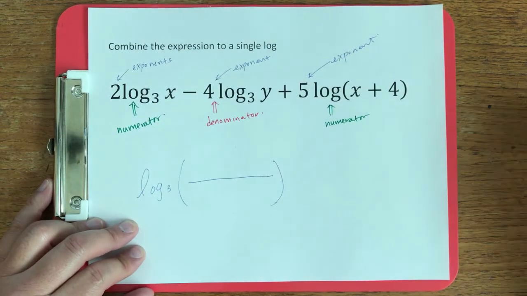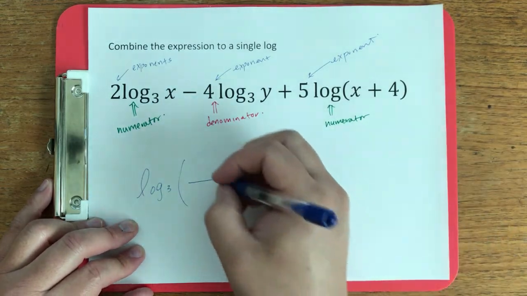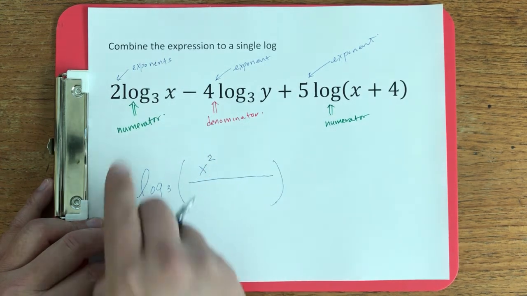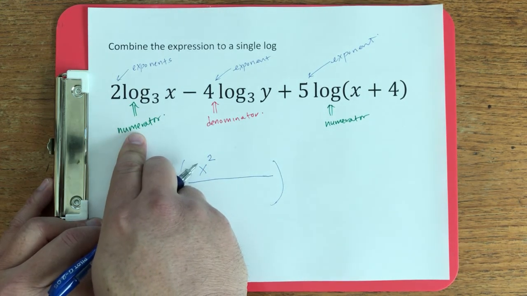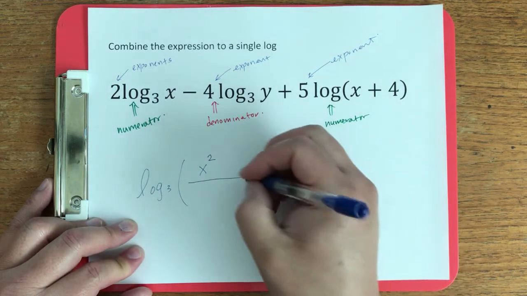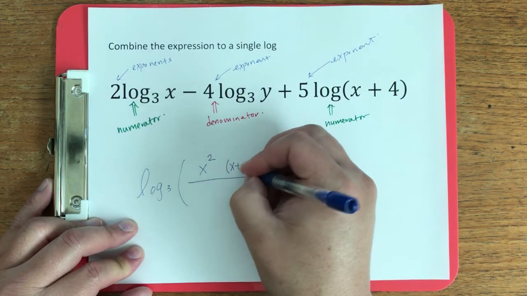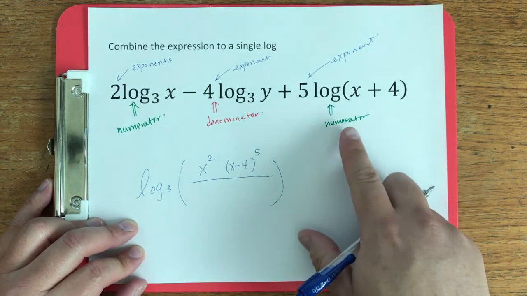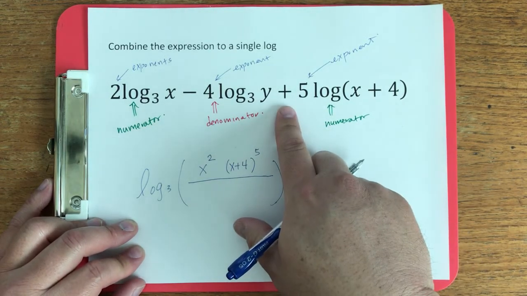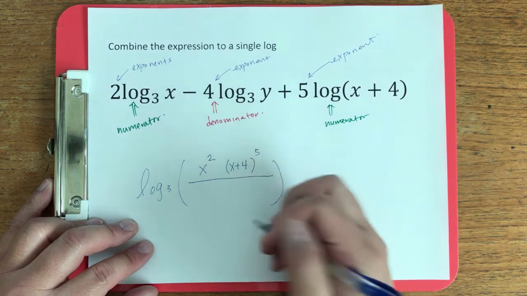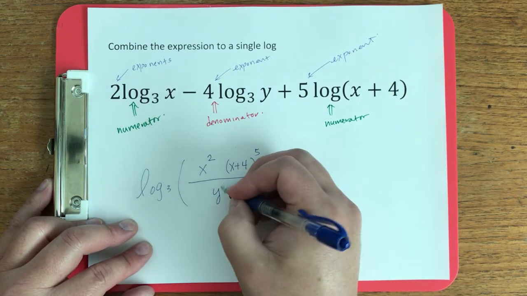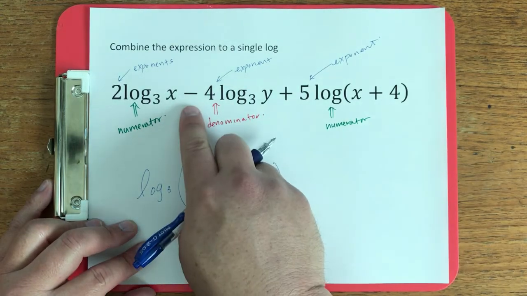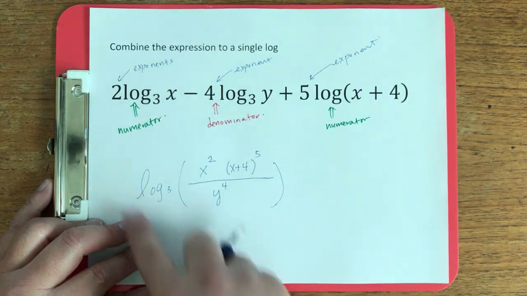All right, so let's see if we can break it down. We have x with the exponent of 2. It's in the numerator because it's positive. We have x plus 4 to the 5th power, and it goes into the numerator because it's positive. And then we have y to the 4th. It's in the denominator because it's negative. Now, this is your answer.